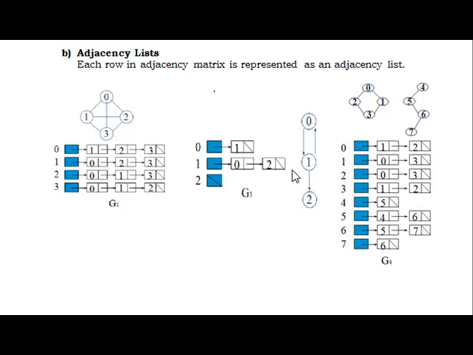Then in the directed graph, we denote 0 visited to 1. So the list for 1 will be denoted. Then the first node visits 0 and 2, so 0 and 2 will be denoted. Then the second node does not visit other vertices, so it is a null representation. The same things we have to represent in the adjacency list.